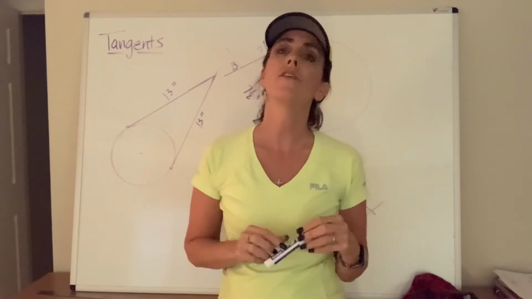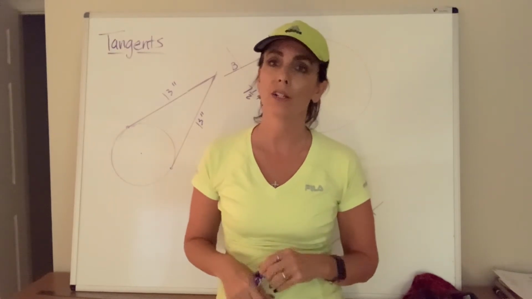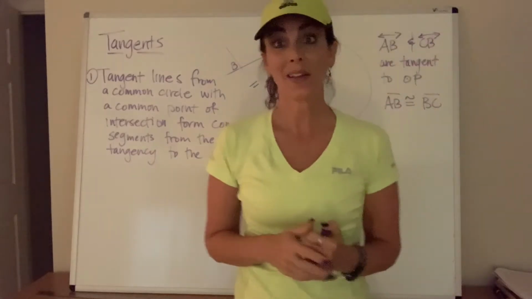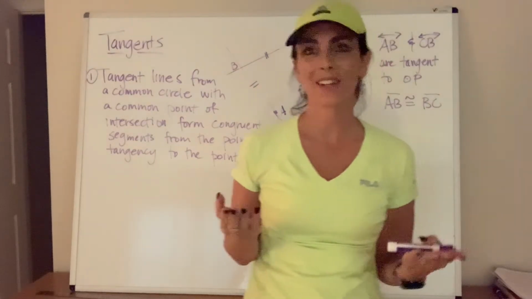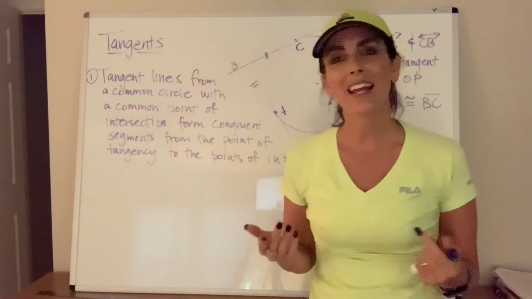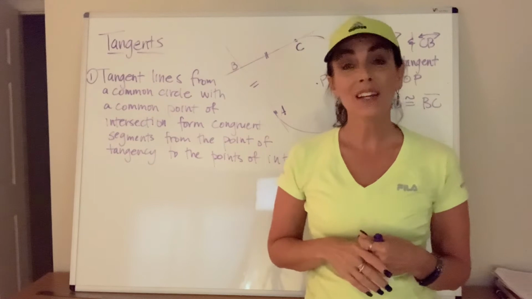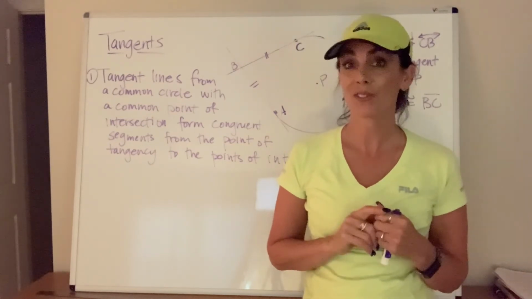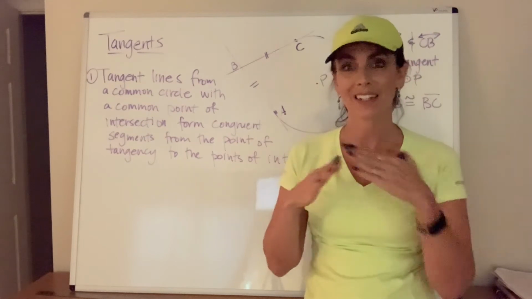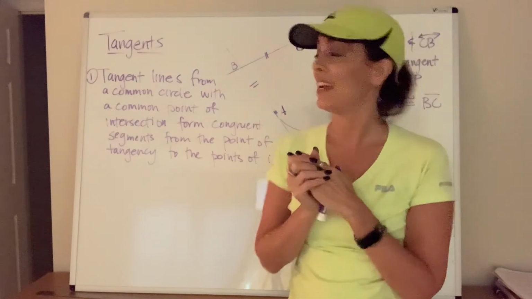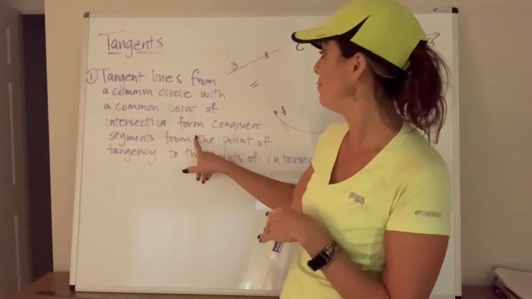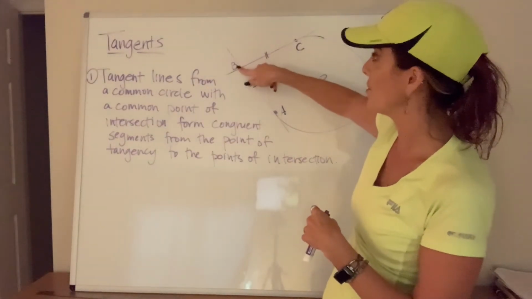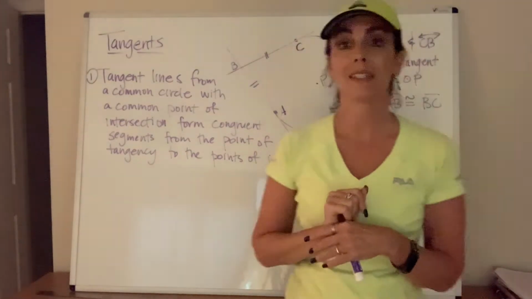And that is the first thing that we need to actually make a note of in our notes. So let's do that now. There are 2 main tangent theorems that have to do with circles here, and this is the first one. If you have 2 tangents drawn to a common circle and they intersect at a common point of intersection, then they're going to form congruent segments from that point of intersection to the points of tangency.